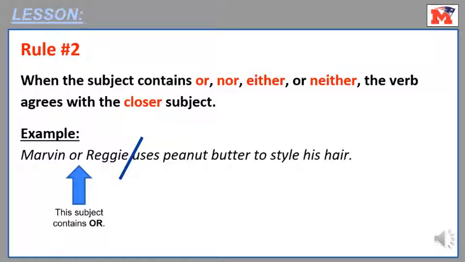Rule number 2 says, when the subject contains words such as or, nor, either, or neither, then the verb agrees with the closer subject. So let's make that make sense. Here's an example sentence. Marvin or Reggie uses peanut butter to style his hair.